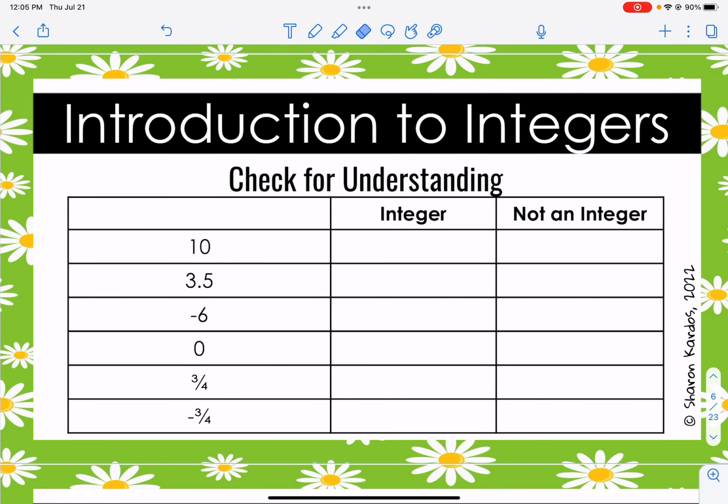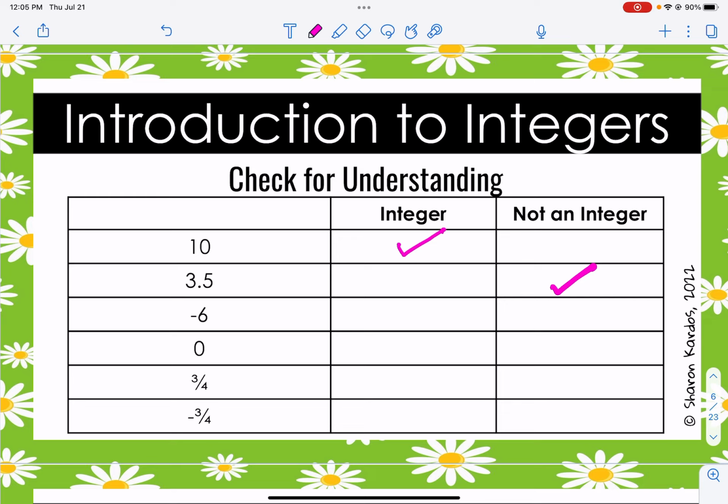If you don't see anything in front of the 10, you're going to assume it's a positive number. So 10 would be an integer. It's positive and it's a whole number. 3.5 is not an integer. And again, I would ask you why it's not an integer, and you would say, yes, that's right. Because it is a decimal, it is not an integer.